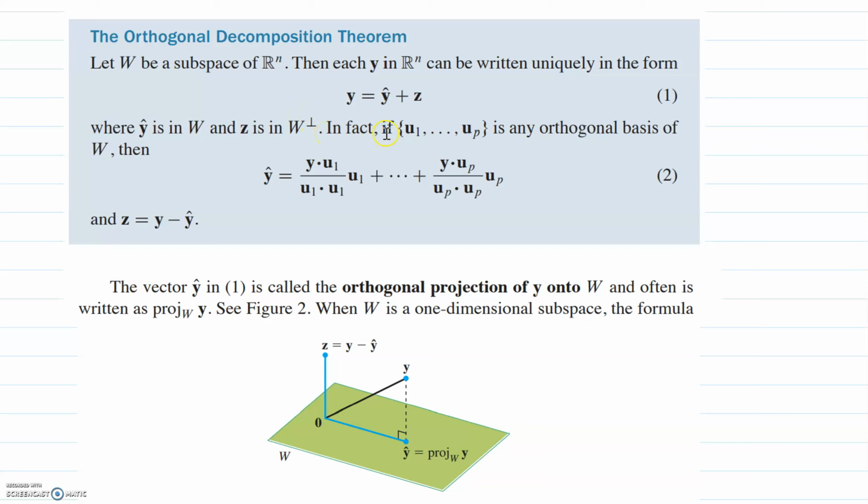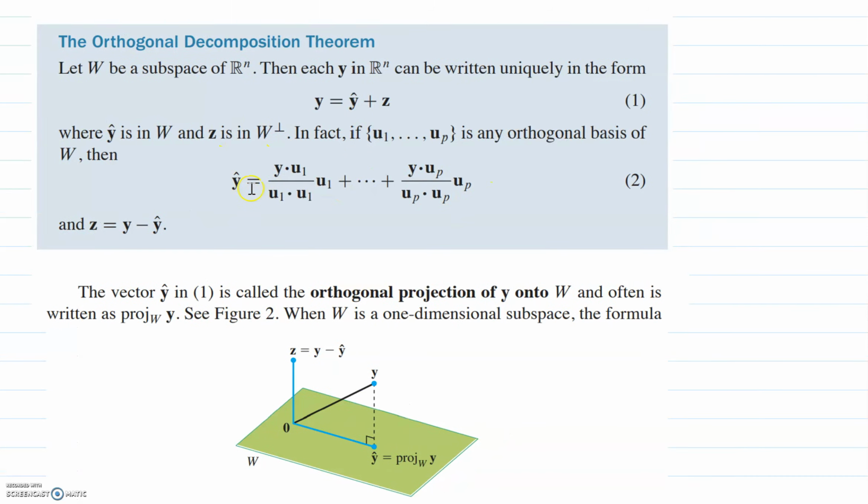In fact, if u1 through up is any orthogonal basis of W, then y hat is written as a linear combination of u1 through up, where each constant, like in the last section, is a projection onto the line. This would be a projection onto u1, the next one would be a projection onto u2, and so forth.